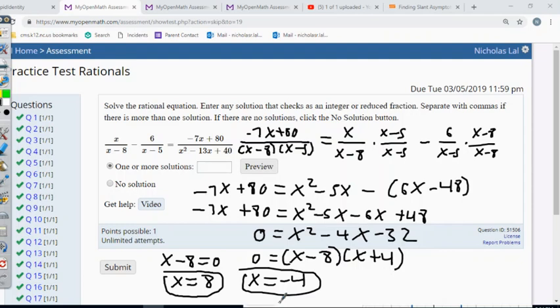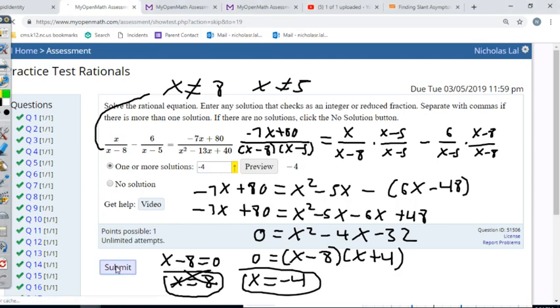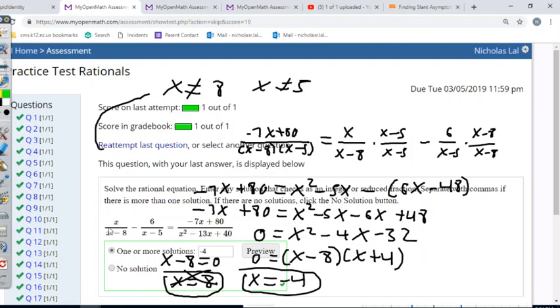But x minus 8 is in the denominator, so x cannot equal 8 and x cannot equal 5. So this is not a solution. The only solution is x equal to negative 4. Got that right.